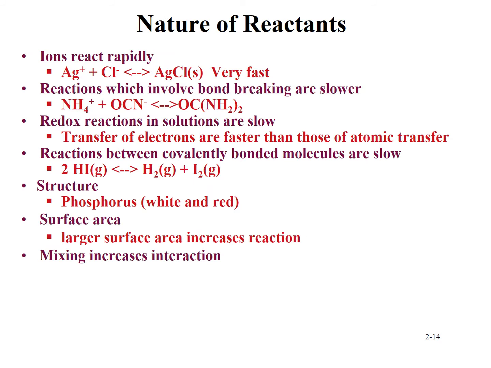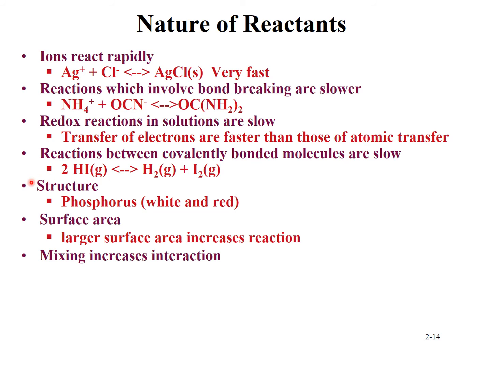There are some general terms, though, that can be used to try to understand reactions. Ions tend to react rapidly. For instance, the formation of silver chloride from silver and chloride ions. These are very fast reactions. Those reactions that involve bond breaking tend to be slower. Redox reactions in solutions can be slow, particularly if there's bond breaking or bond making involved in these redox reactions.